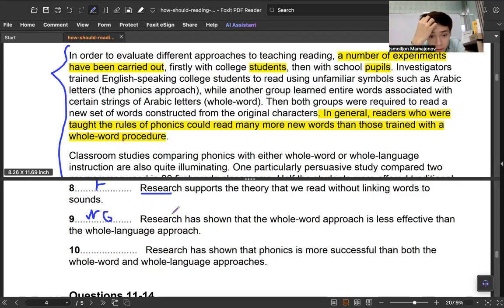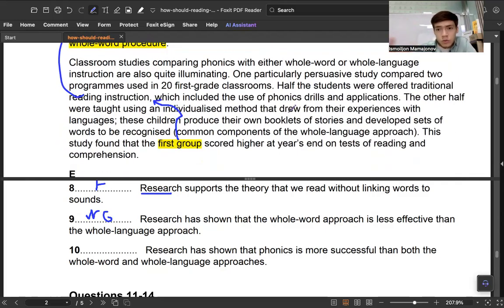Number 10. Research has shown that phonics is more successful than both whole word. Yeah, phonics is better. It just said that. This should be good because whole language is here, the whole word or whole language, quite illuminating. All right, so it just says the first group which used a kind of phonics method was better. I think I analyzed this deep enough to give the answer instantly. It was true. Yeah, as I mentioned even before answering, they are mentioning the advantages of phonics.